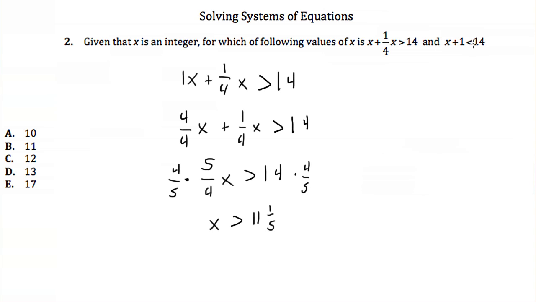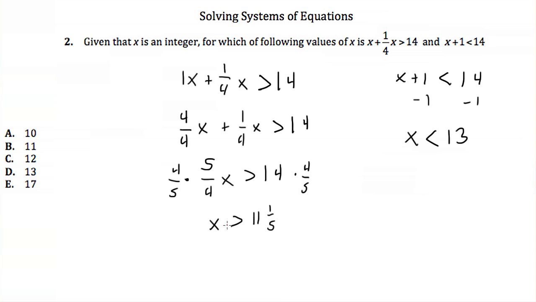Now let's look at our other inequality. Here we know x plus 1 has to be less than 14. If I subtract 1 from each side, I get x has to be less than 13. So x has to be greater than 11 and 1/5, but less than 13. We need to determine if any of our answers fall in the region between 13 and 11 and 1/5.